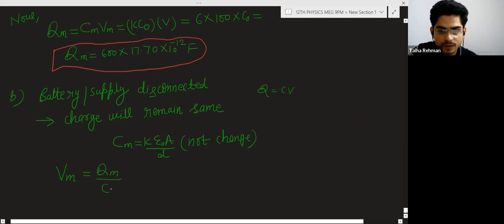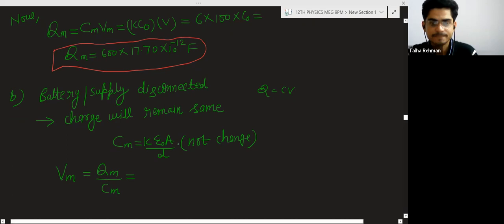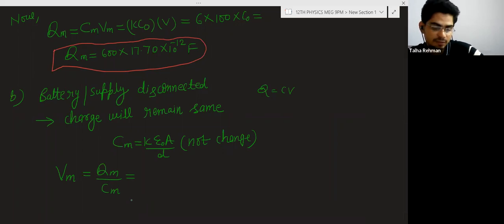So now see, Hamza, charge is not changing, and capacitance also not changing. Means the potential is not changing, but this is not correct. Give me a minute.